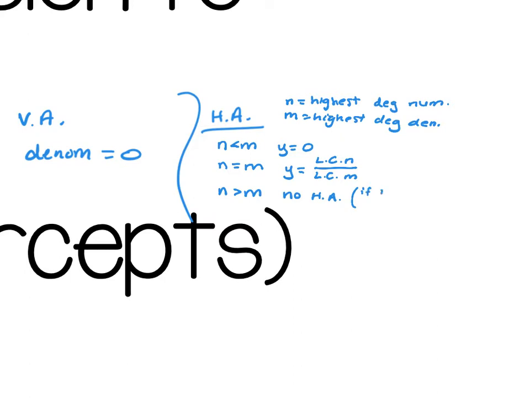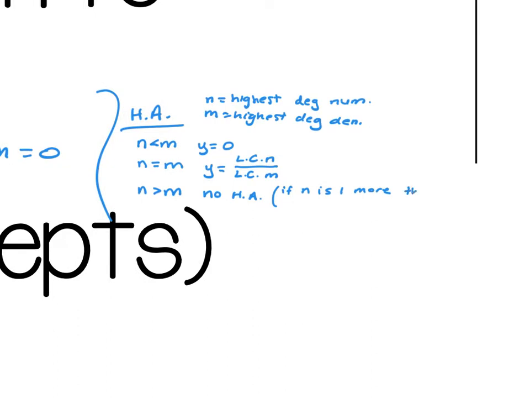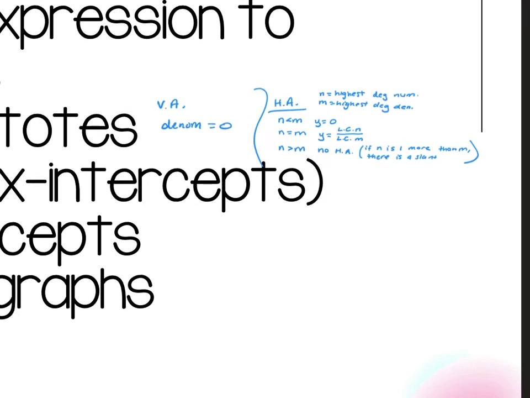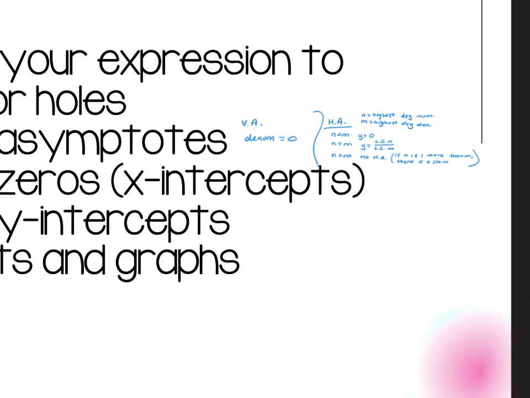But if n is 1 more than m, there is a slant. So just know slants exist. The good news is that you're not going to get tested on them. We'll save that for pre-calc. You'll get that next year. Okay? But just know that they do exist. So we're not going to get in with one more? I mean, you could know that it exists, but you may not have to graph it.